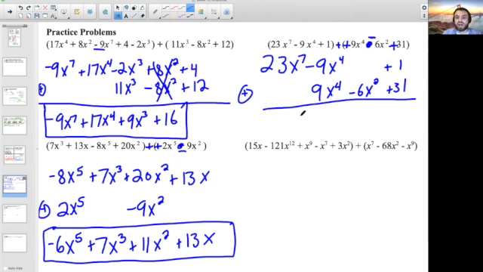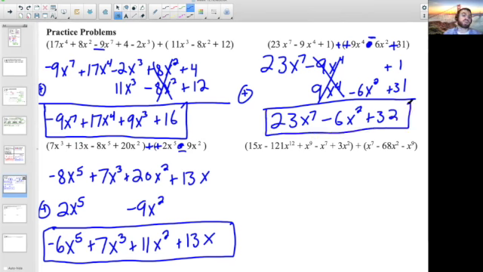Okay, so adding down the column, I see 23x to the 7th. Negative 9 and 9 are going to cancel. Negative 6x squared and 32. Be careful with the sign. I had someone get negative 32, so be very careful with your signs when you're adding up those things because it does matter.